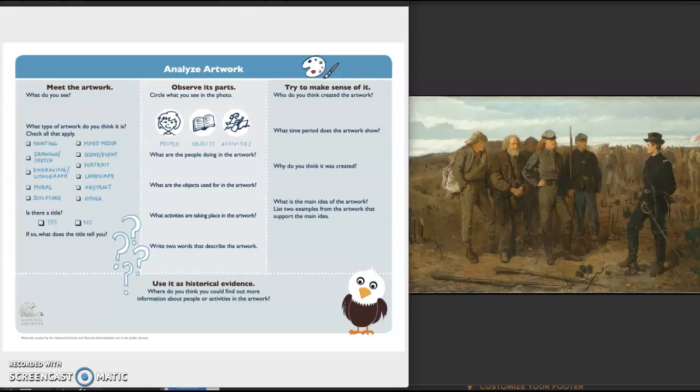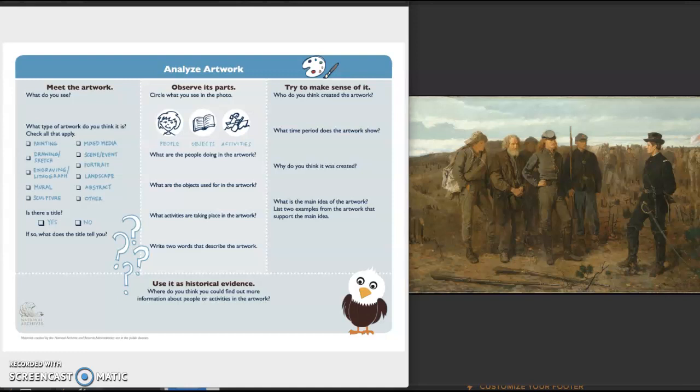So, what two words could you use to describe this artwork? This can be a free range of different things, and that could be horrible defeat. Another one for defeat would be unsullied defeat, or victory at last, things like that. You would want to simplify what the artwork is in two words. And then how would you make sense of it?